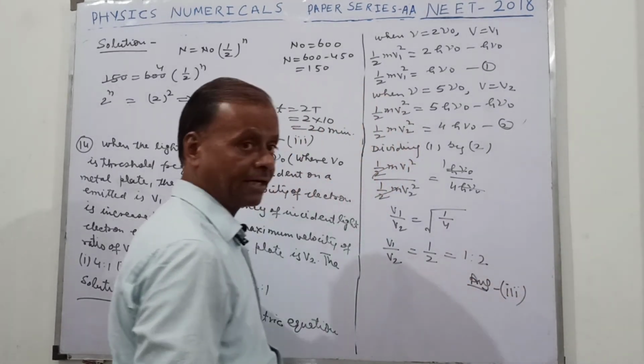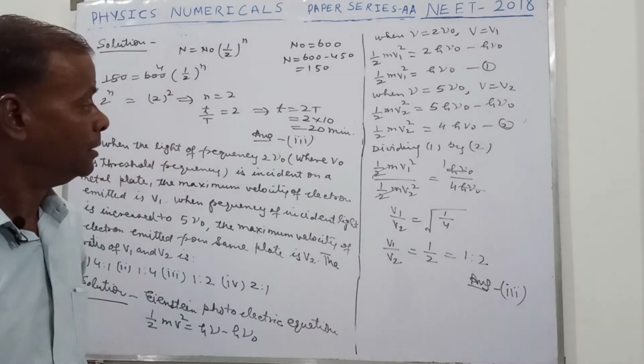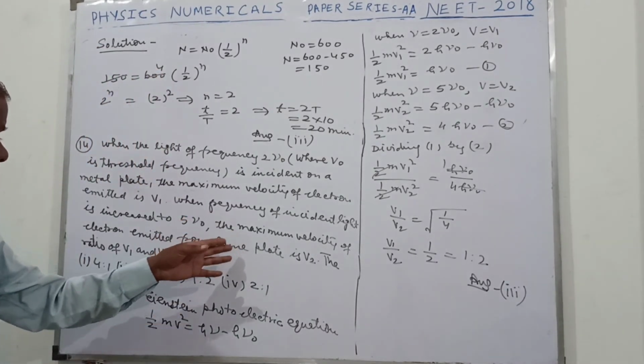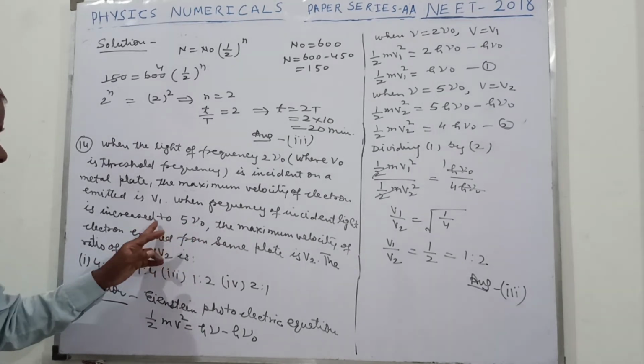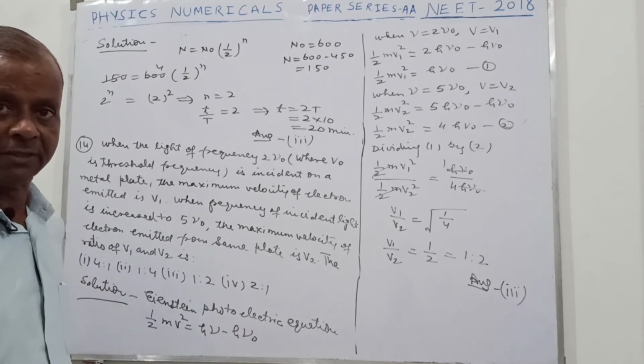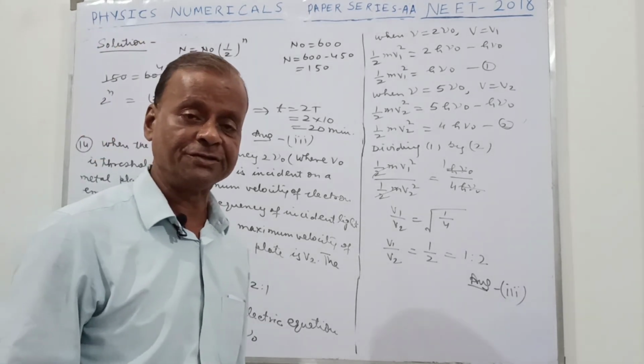So this is a direct application of the Einstein photoelectric equation. You just have to understand that the frequency is increased to 5ν₀. It means that the second time the frequency is 5ν₀.